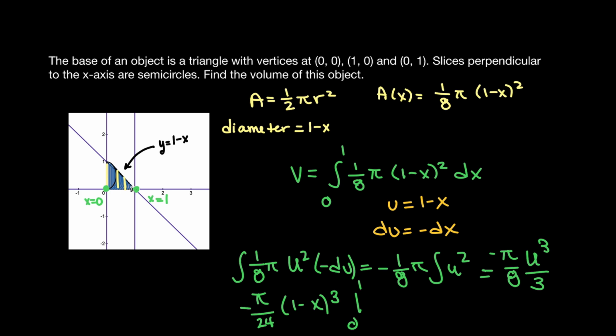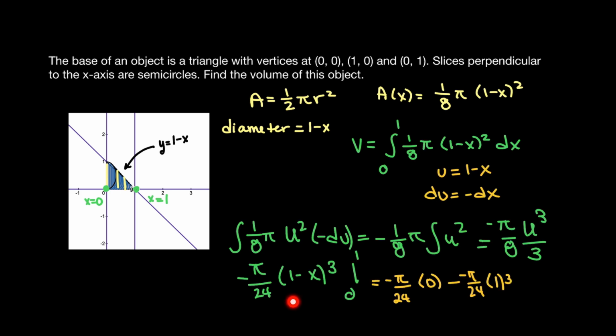I'm going to plug in my bounds of integration. If I plug in 1, I get 0. And if I plug in 0, I get negative pi over 24 times 1 to the third. So minus that minus makes it a plus pi over 24, and that would be the volume of this object.